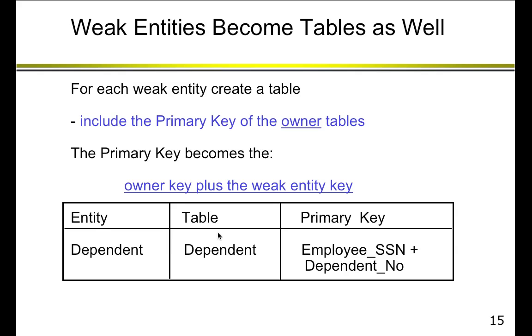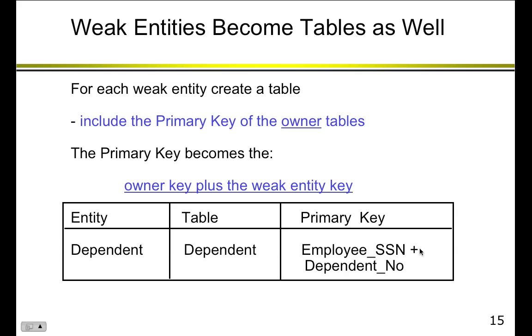They have to have the relationship represented from the strong table. So they have an extra key in them, an extra attribute that gets added. The extra attribute is where they came from, who they belong to. So here we have the primary key that becomes the owner key plus the weak entity key. This is very popular, but can be avoided. We don't actually have to make a composite key out of it, but it's very popular. So we could take the entity dependent and the table dependent, and the primary key could be employee social security number plus the dependent number.